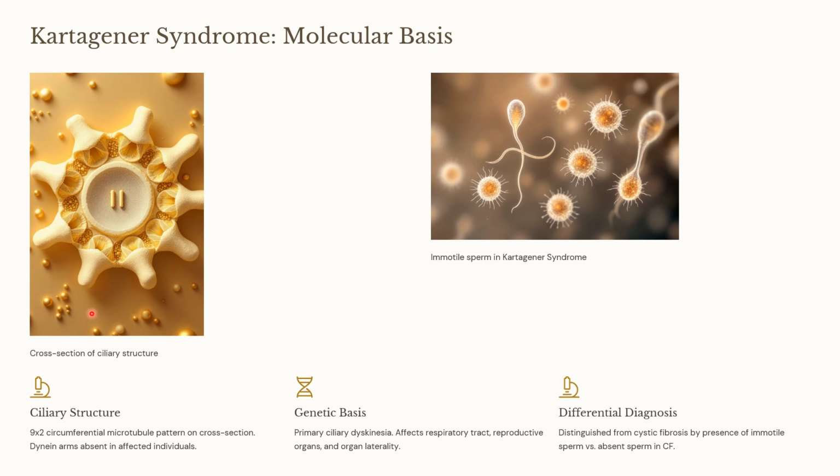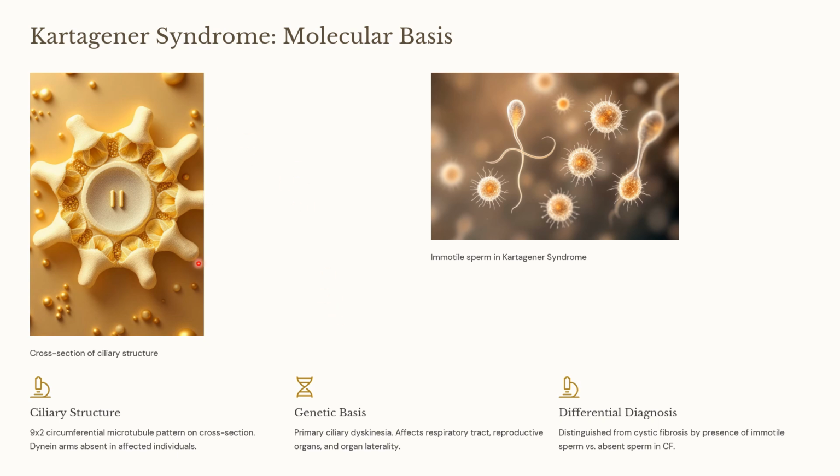So this is the cilia. The cilia is especially made of a 9x2 circumferential microtubule pattern on cross section. In this microtubule pattern there will be dynein arms over here. In ciliary dyskinesia, the dynein arms are absent in affected individuals.